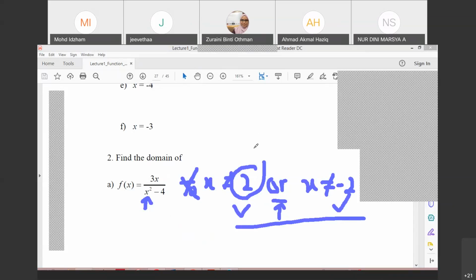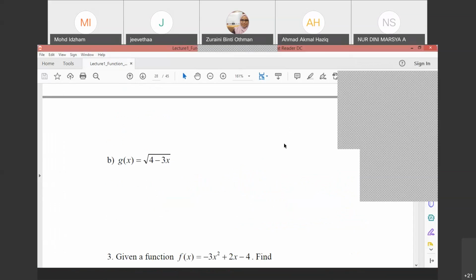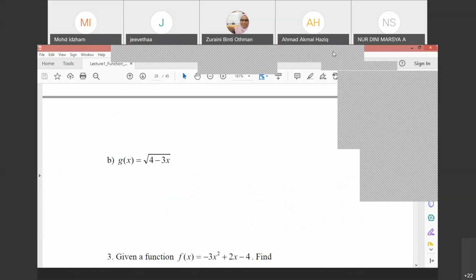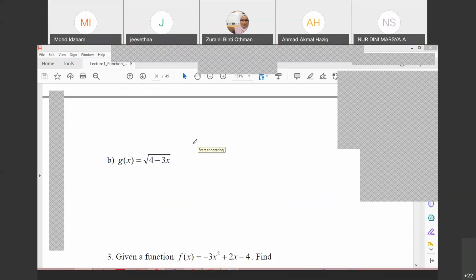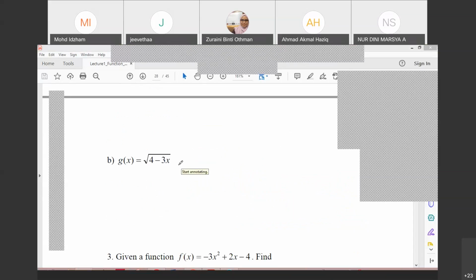If there is no question, we move to 2b, which is the square root of 4 minus 3x. What is the domain for this? Cakap kalau salah tak apa. Kita belajar lagi satu, kamu cakap muka kamu tak nampak pun. Diorang tak tahu pun siapa. Okay, what is the domain for this?